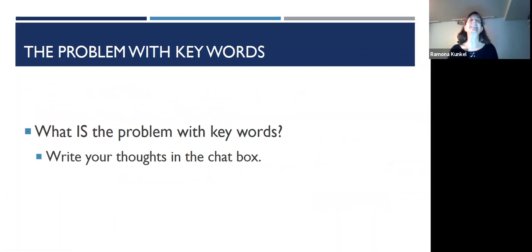So what is the problem with keywords? And I found out that keywords are no longer being taught in the K through 12 system. Any ideas as to what the problem is with using keywords when we're working through word puzzles?